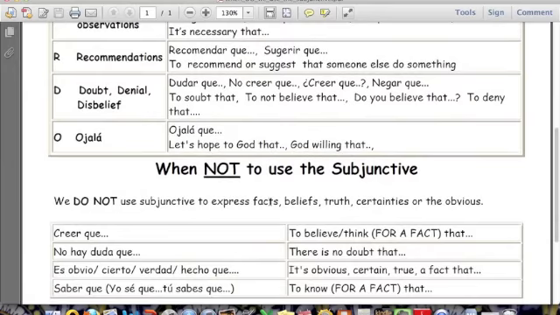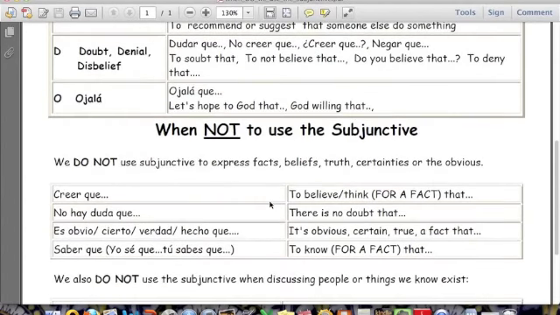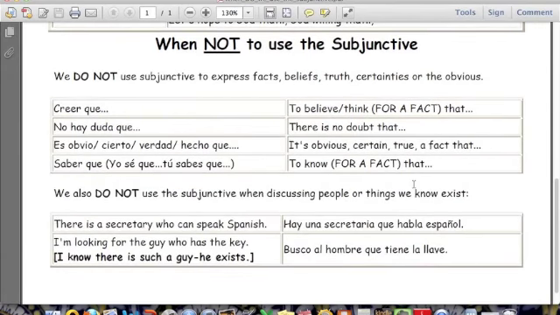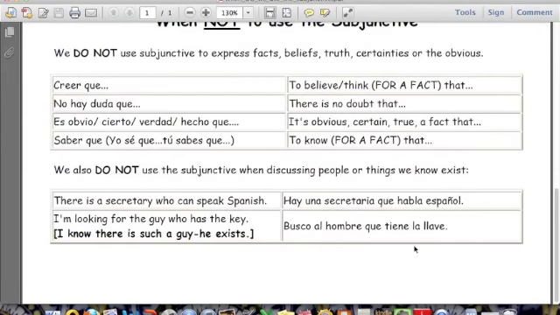On here we also see when do we not use the subjunctive. We don't use the subjunctive to express facts, beliefs, truths, certainties, or the obvious. So clearly, if I say I believe or I think, we can't follow that with the subjunctive. There's no doubt has to be followed by the indicative. It's obvious, it's certain, it's truth, it's a fact, has to be followed by the indicative. And I know, in Spanish, means it's definitely a fact. We also don't use the subjunctive when we're discussing people or things that we know exist for a fact. But that's something we'll get into a little bit later.